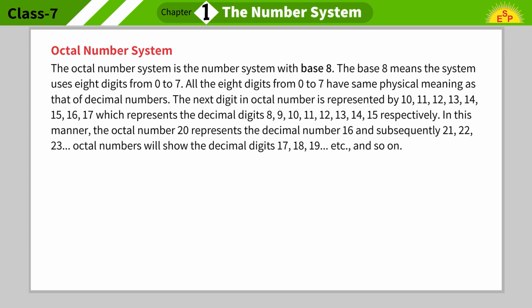Octal number system. The octal number system is the number system with base 8. The base 8 means the system uses 8 digits from 0 to 7. All the 8 digits from 0 to 7 have the same physical meaning as that of decimal numbers. The next digits in octal are represented by 10, 11, 12, 13, 14, 15, 16, 17, which represent the decimal digits 8, 9, 10, 11, 12, 13, 14, 15 respectively.